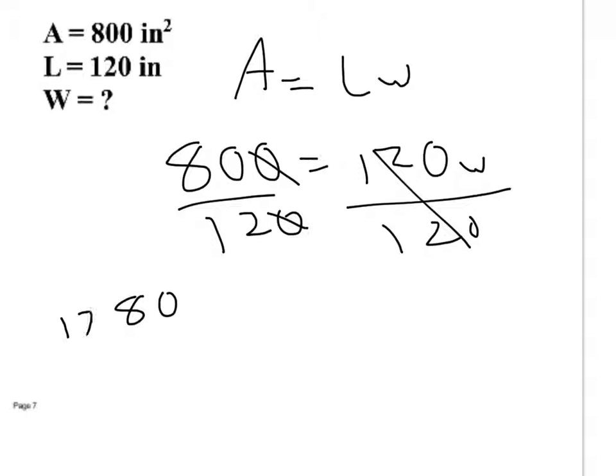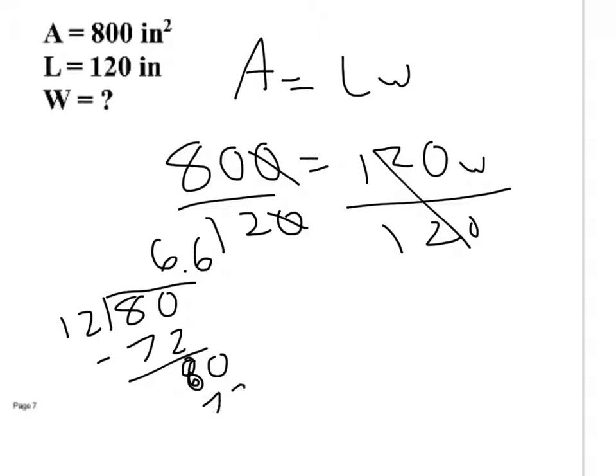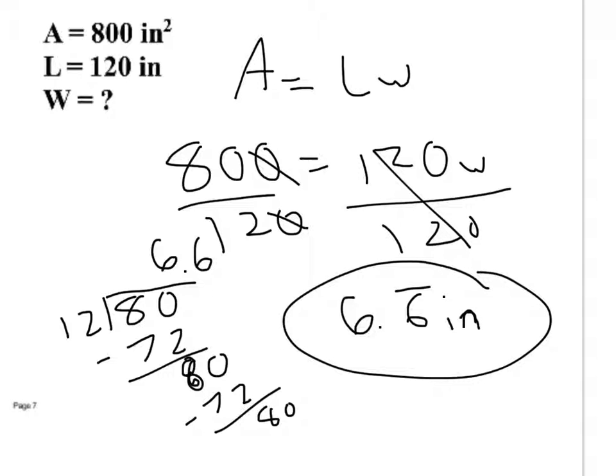I take 80 divided by 12. 12 goes into 80 6 times, with 8 left over. It would keep on going. So I would write this as 6.6 repeating, and inches, that's my units. So we could also write that as 6 2/3.